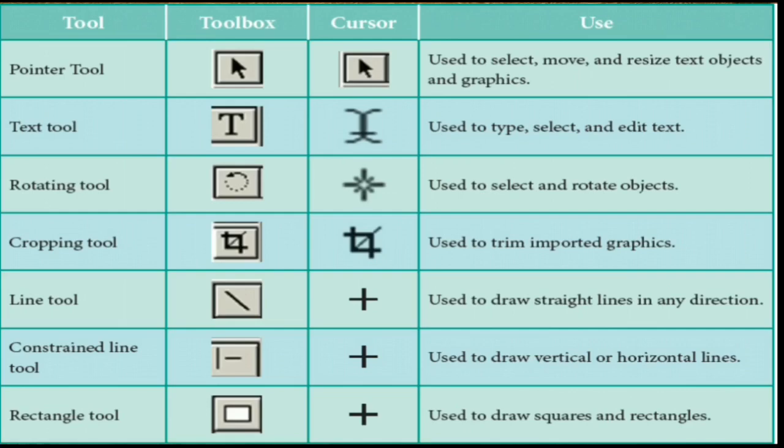Nextly, the line tool. The line tool is used to separate one content from the other, to highlight that this content is separate and this content is different from the other. So the line tool is used to separate the content.